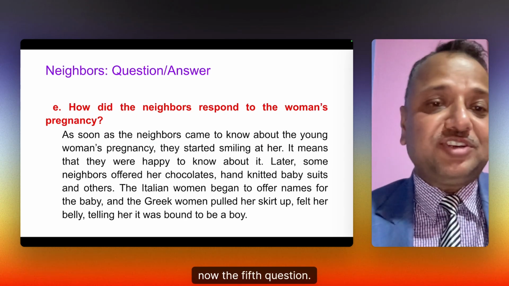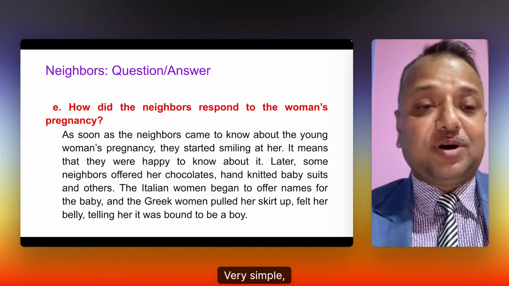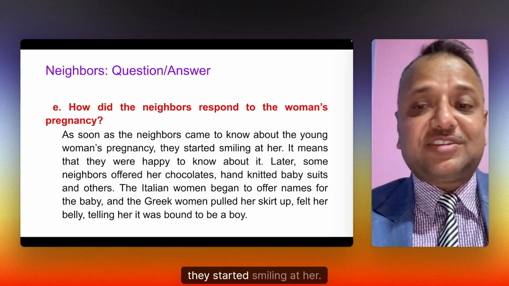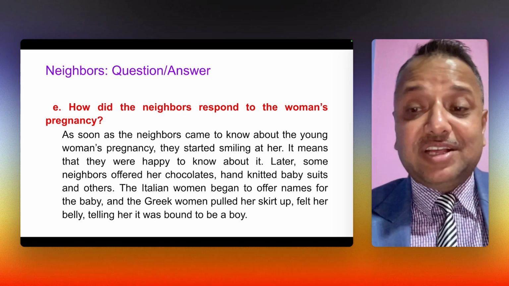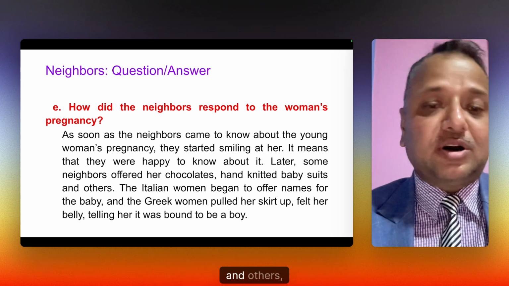Now, the fifth question. How did the neighbors respond to the woman's pregnancy? Very simple. As soon as the neighbors came to know about the young woman's pregnancy, they started smiling at her. It means that they were happy to know about it. Later, some neighbors offered her chocolates, hand-knitted baby suits, and others.